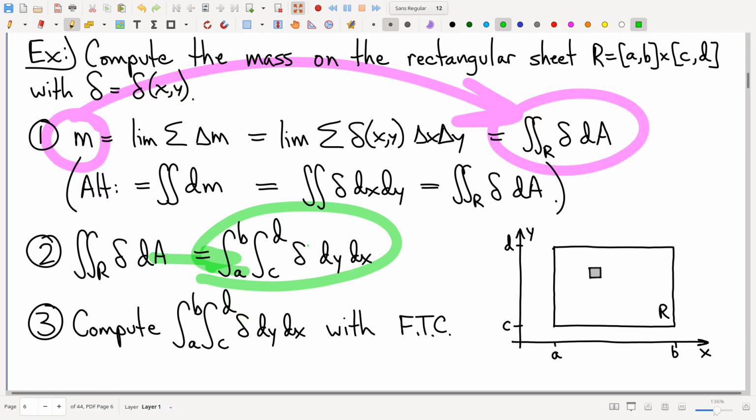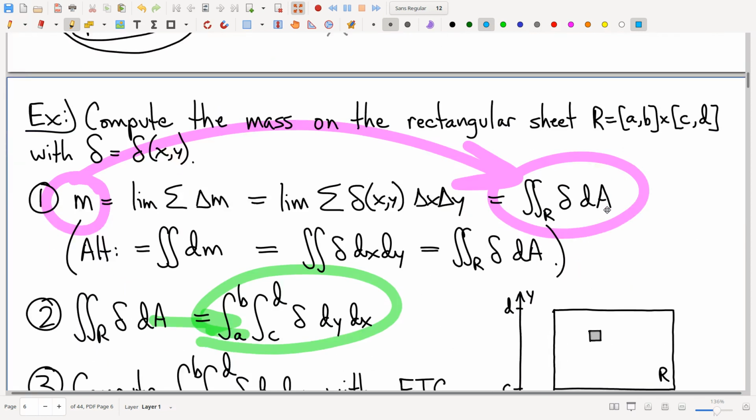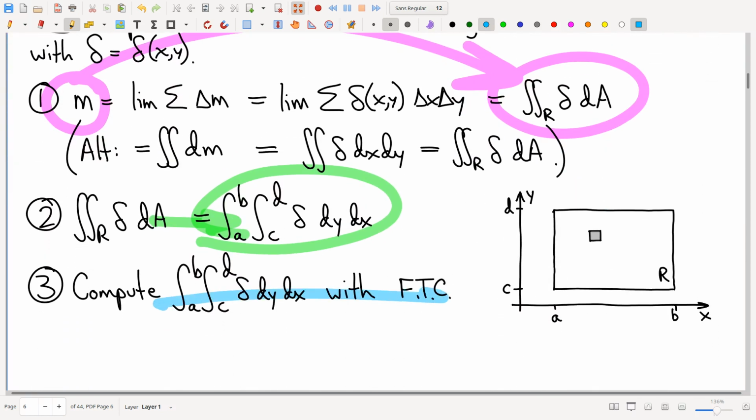All right, step 3 is compute the iterated integral by plugging and chugging, and again, y'all already know how to do that. So 3-step process, and we're gonna get an answer, details to be worked out. Y'all can do that. Everybody see the big picture?